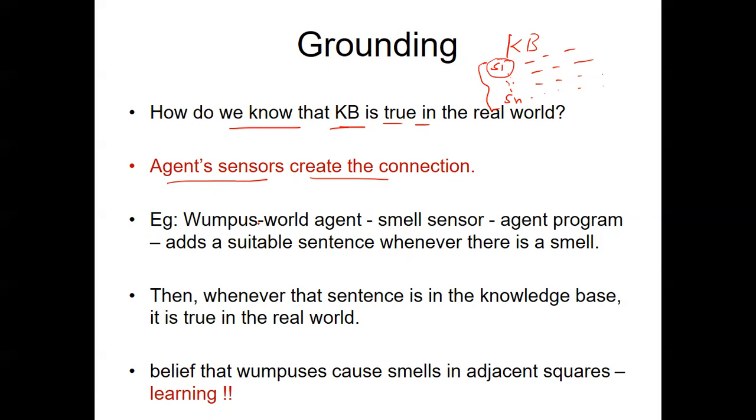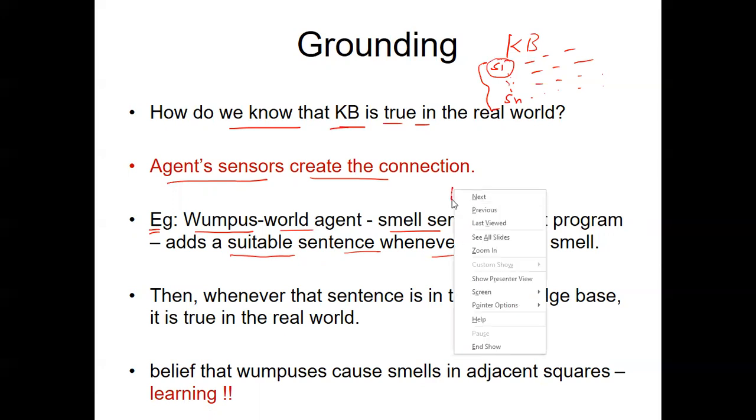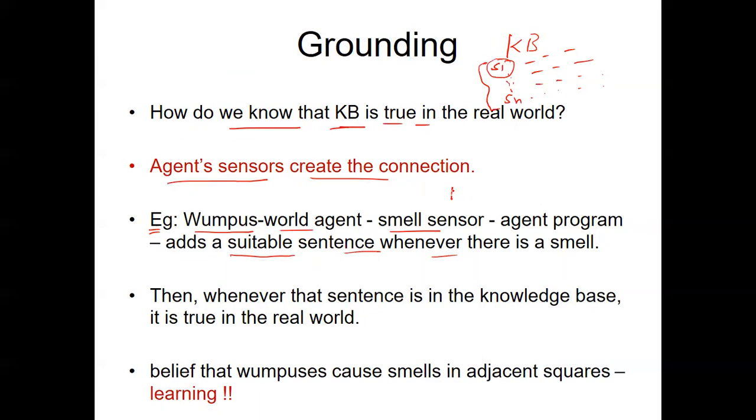Okay. For example, let us take the example of the Wumpus world. Say the Wumpus world agent has a smell sensor. If it senses some smell, then it will add a suitable sentence into the knowledge base. Assume that currently the agent is in the cell 1 comma 2. If it is in the cell 1 comma 2, it could sense stench, right?